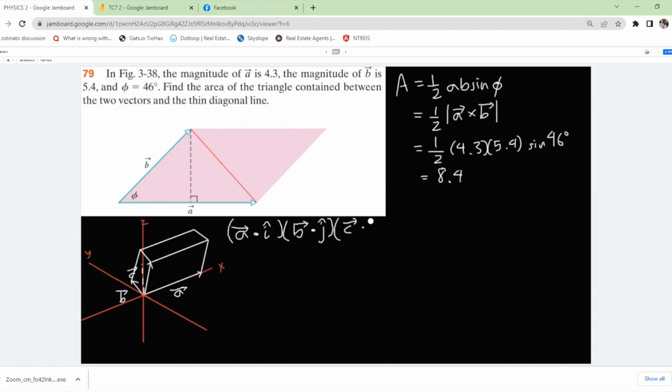Remember, yung A at saka B ang nagpo-form ng parallelogram. From 79, di ba, the area of the parallelogram is A cross B magnitude, tapos multiplied by yung component ng C along Z.